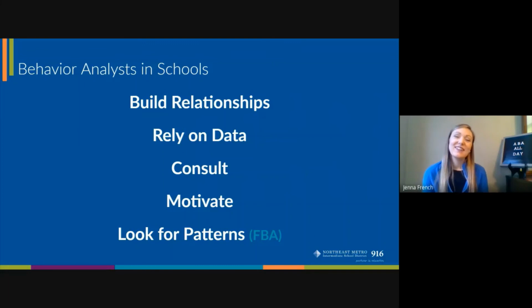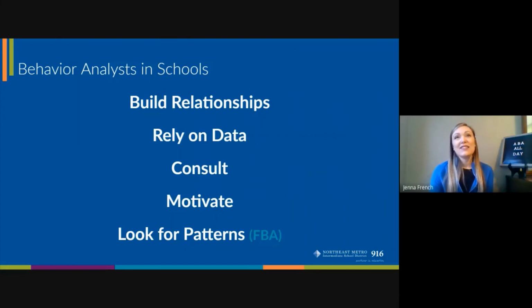We rely on data. I'm sure that you've been asked to collect data on something, whether it's an academic goal or behavior. On a daily basis, it's really important to have that information to look at when we're recommending interventions to make behavior change. In schools, behavior analysts also consult. They might meet with a teacher to talk about a behavior of concern. They might step into the classroom to observe a student, and then they might meet with the teacher afterwards and make some recommendations.